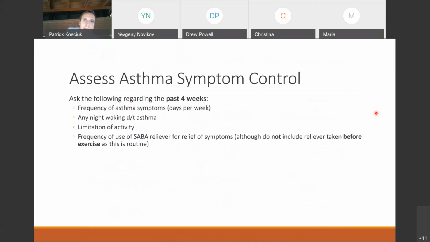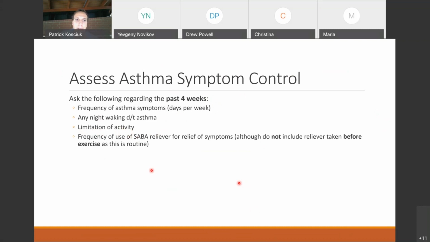As we move forward, we need to assess their asthma symptoms. All of these questions are typically not over the past day, not over the past week, but over the past 4 weeks. You want to ascertain a longer period of time that they have asthma. So how frequent are their symptoms in terms of days per week? The nighttime symptoms are important to assess for. How limited are they in their activities? How do they need to use their rescue inhaler to get through these activities?